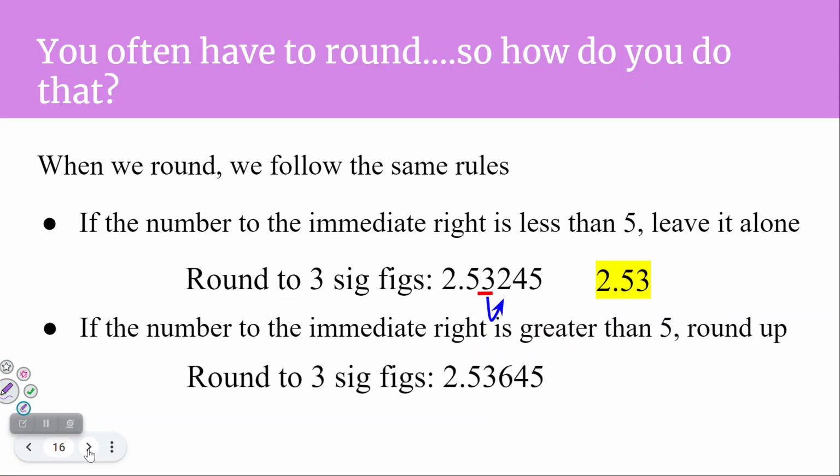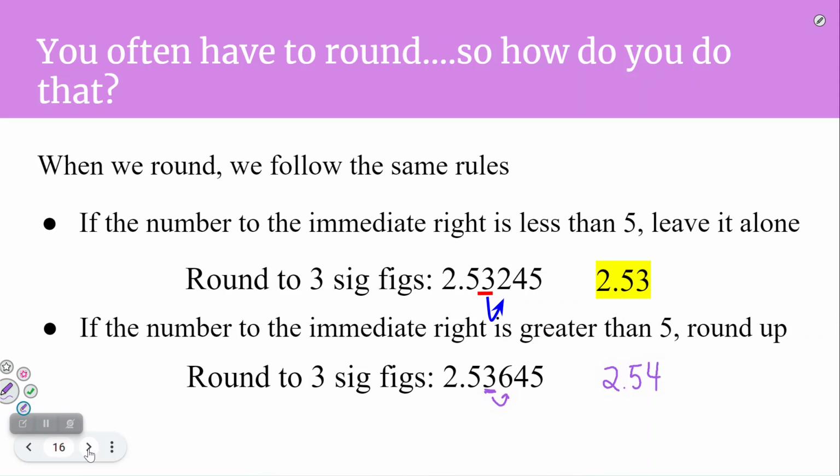We'll look at the next one if we want to round that to 3 significant figures. So first, second, third significant figure is right here. Neighbor is a 6. So that's higher than 5, obviously. So we're going to round that 3 to a 4 and be reporting this as 2.54.